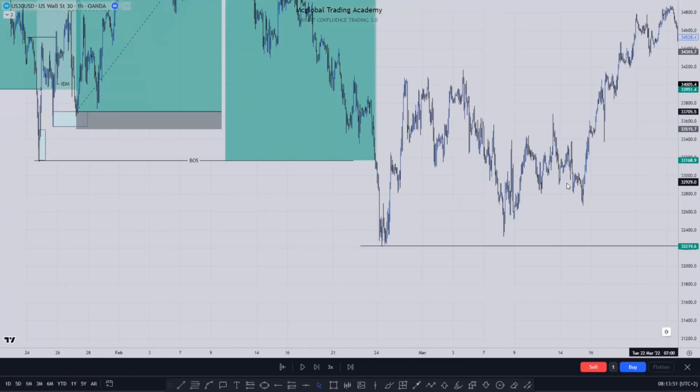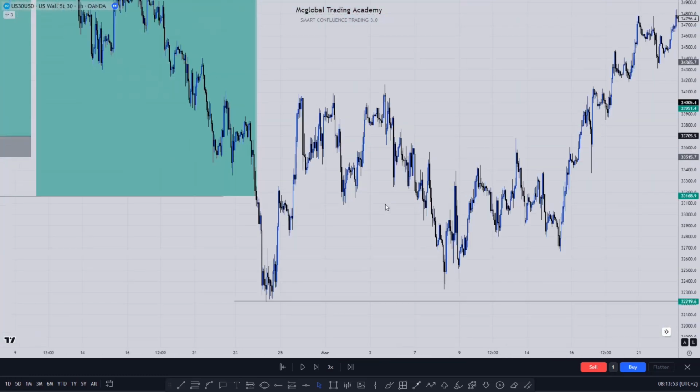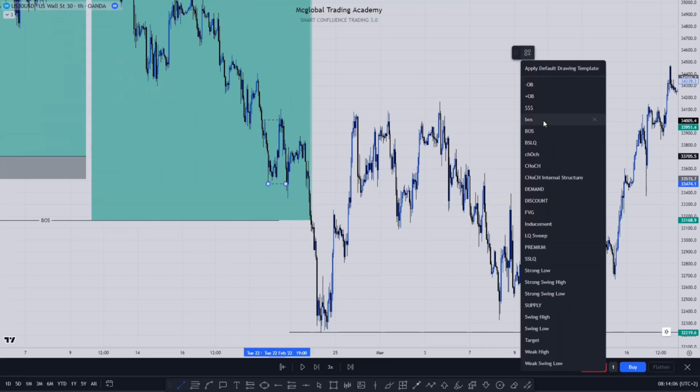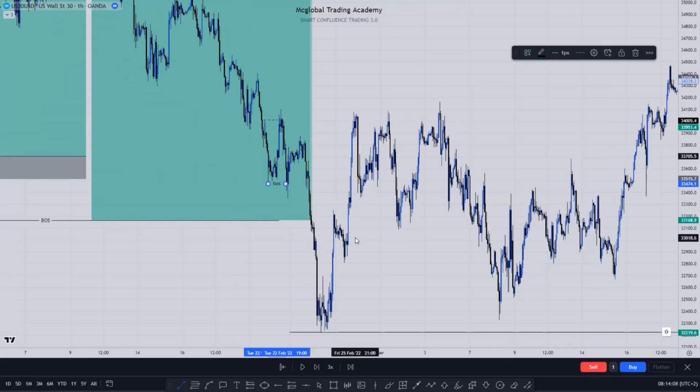But how could you have entered them? Same thing. We are coming down, coming down nicely here. As you can see, we're inducing. That was an inducement. Then they came here, they broke structure. They were moving down nicely. Then right here, they also did an inducement. Then they broke structure there. Then right here, they established a change of character.